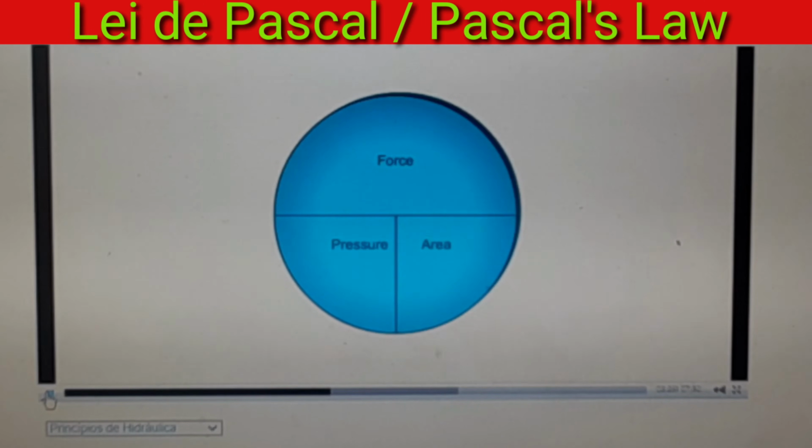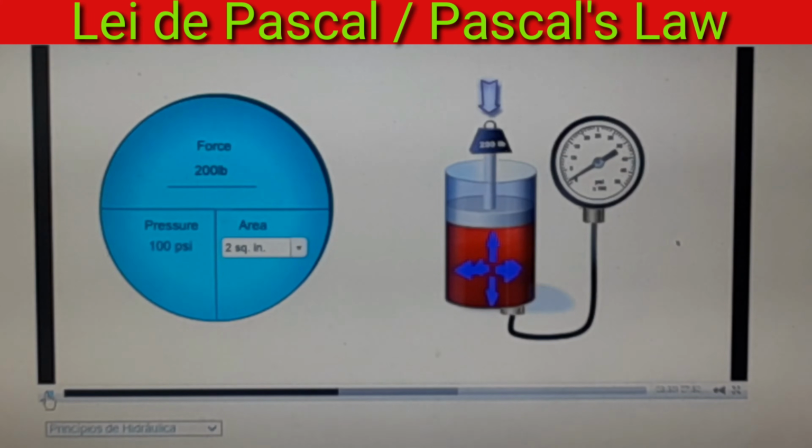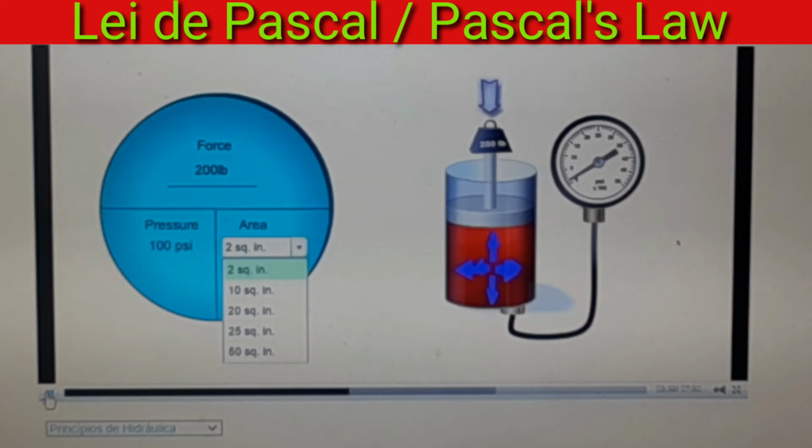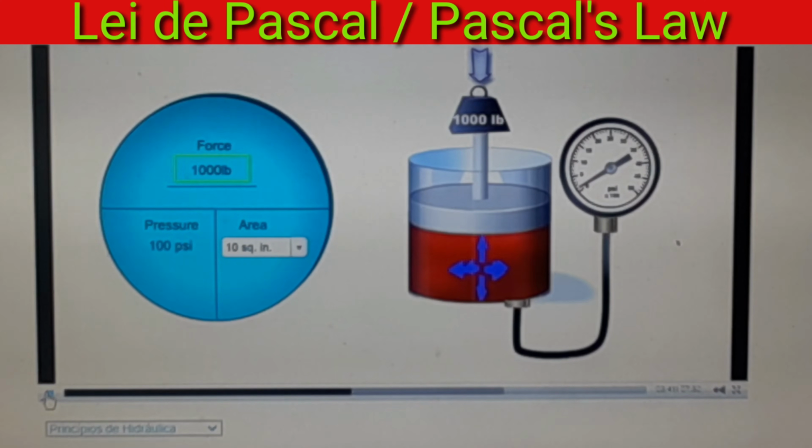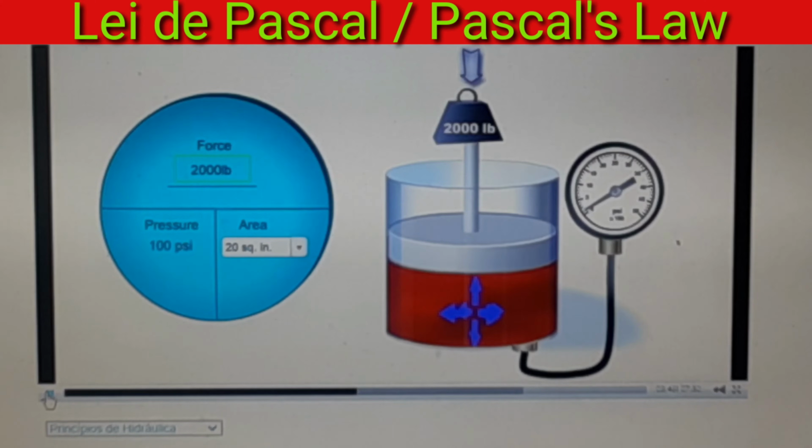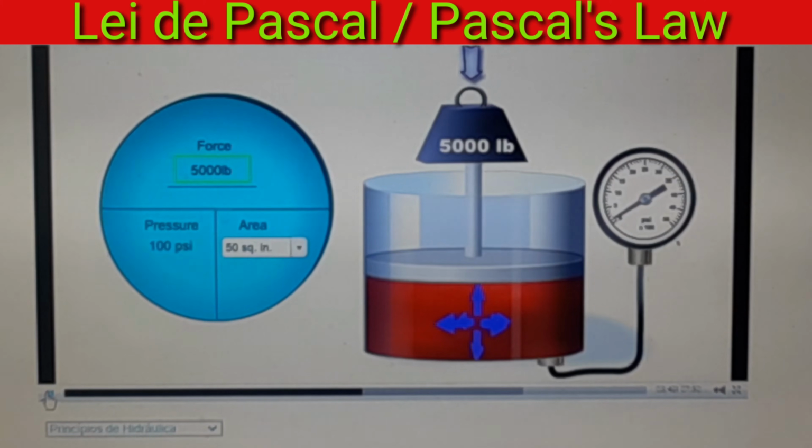Let's try a simple exercise to illustrate a point about the relationship between force, pressure, and area in a hydraulic circuit. In this example, the circuit pressure is 100 psi. Use the drop-down box to change the surface area of the piston. Notice that when the surface area of the piston increases, so does the force that is created. This means that 100 psi of pressure can create a very small amount of force or a very large amount of force, depending upon the size of the piston.